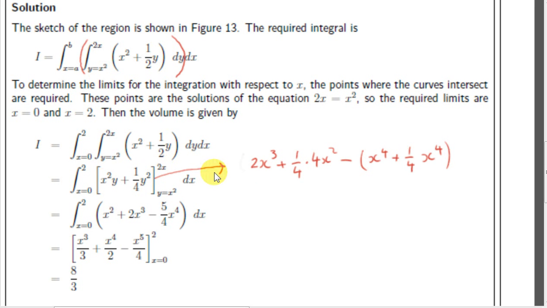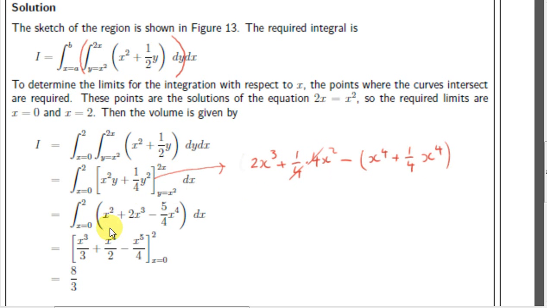Okay, I've just written it out here to make it a bit clearer. We have 2x by x squared, that's 2x cubed. We have 2x all squared, that's 4x squared divided by 4. It's 1x squared. Then we have a minus sign. Plug in the lower limit, which is x squared. That gives us x squared by x squared, that's x to the 4. And we have x squared squared here. That's x to the 4. We end up with a quarter x to the 4.